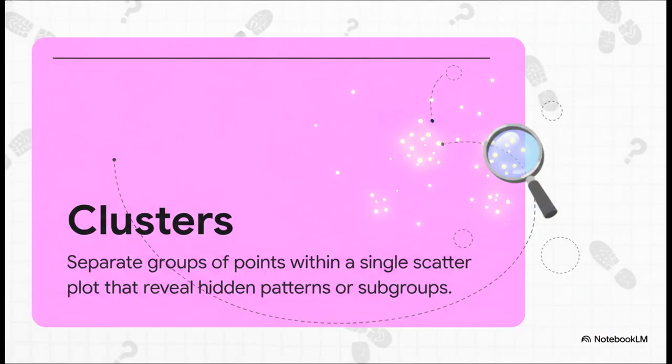So, we have a name for these separate groups: clusters. Finding clusters is like discovering secret subgroups hiding in your data. For example, if you plotted the height of every student in a high school, you might find one cluster for the younger students and another, slightly taller cluster for the older ones. The data is telling you that there are distinct groups at play.